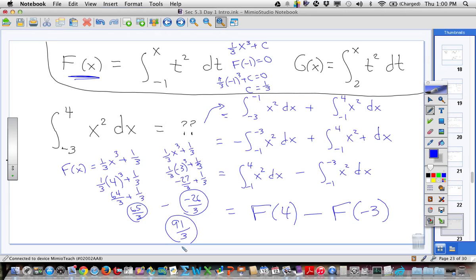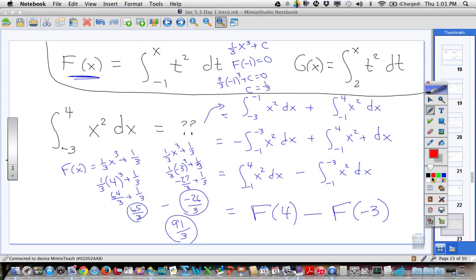Really, I could have just done 64 thirds plus 27 thirds, and isn't that 91 thirds, right? So the c would have subtracted out here anyway. See, this big F would have had a plus c, this big F would have had a plus c, and when I subtracted them, those c's would have gone away. And here's the cool thing about that: at the beginning I said, where in the world did I get this big F with a negative 1? I just made it up, didn't matter.